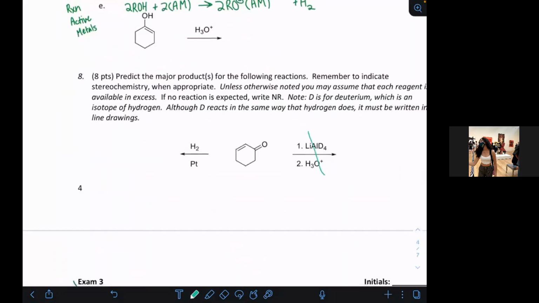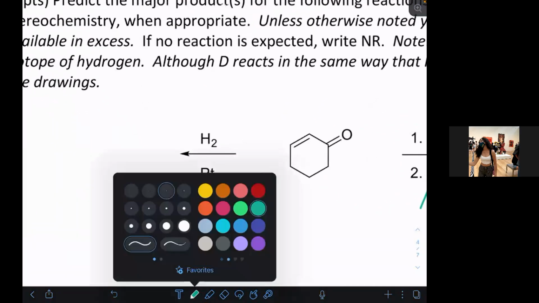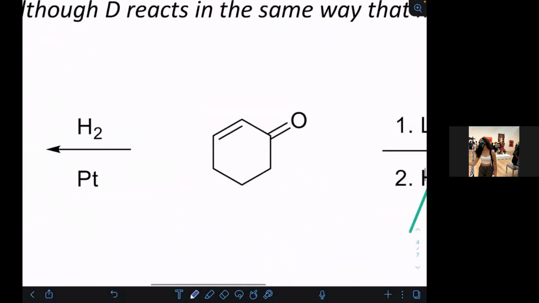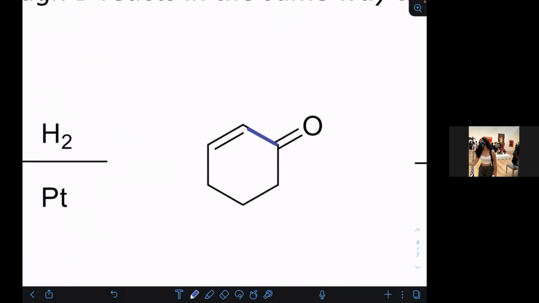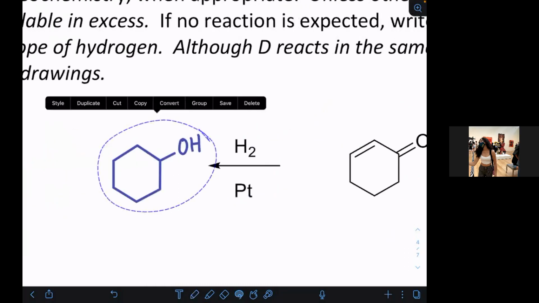We didn't do this. We can do this side of it. So when it reacts with H2, we just remember that it works to reduce the alkene and the ketone. So OH, and we keep that as an alkane.